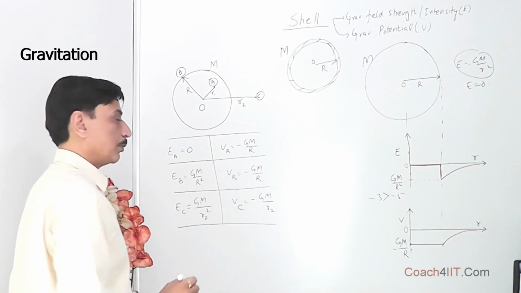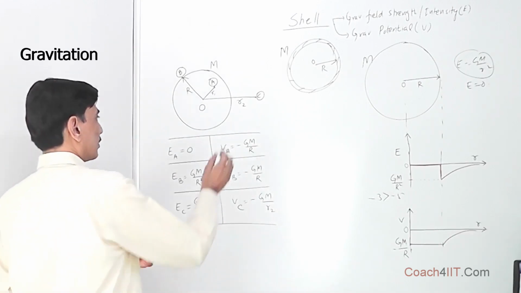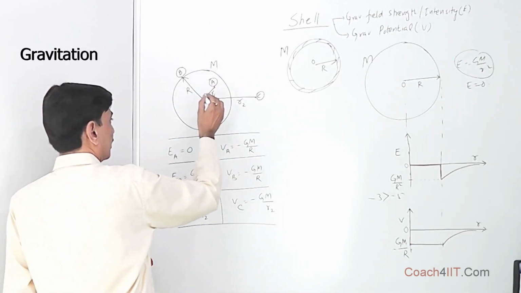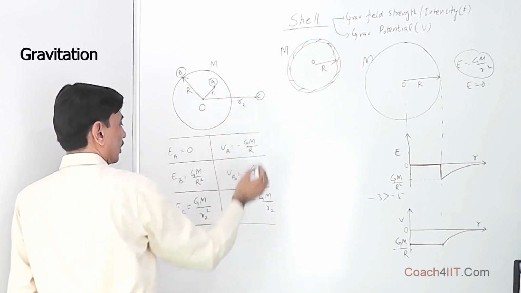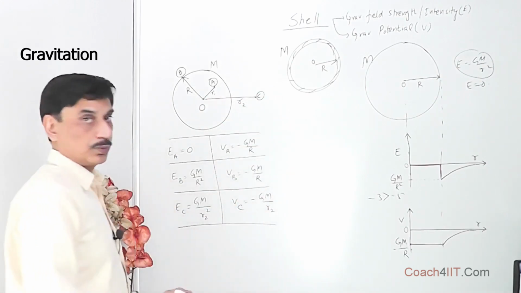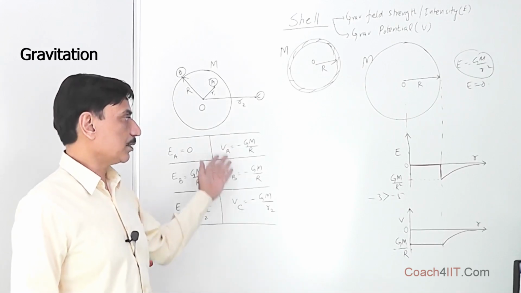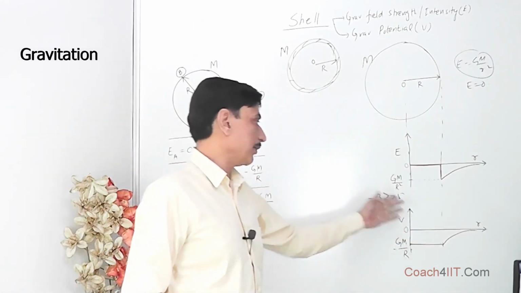Now going to Vc, that is the gravitational potential at point C. You assume the whole mass to be concentrated over here. The distance from here to here is R2, so it is going to be minus GM upon R2. So what we have done over here is only an interpretation of these two graphs in this manner.